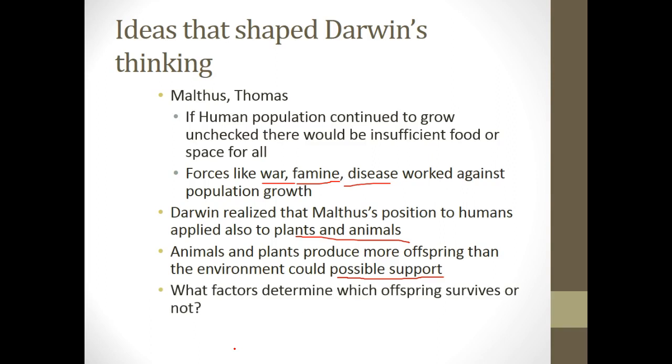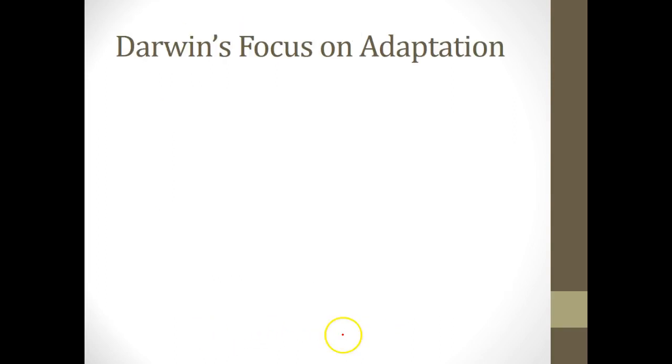What factors determine which offspring survive or not? Whatever makes that species more fit for that environment are factors that are going to be passed on. Factors that make an offspring less successful or a species less successful are not going to be passed on.